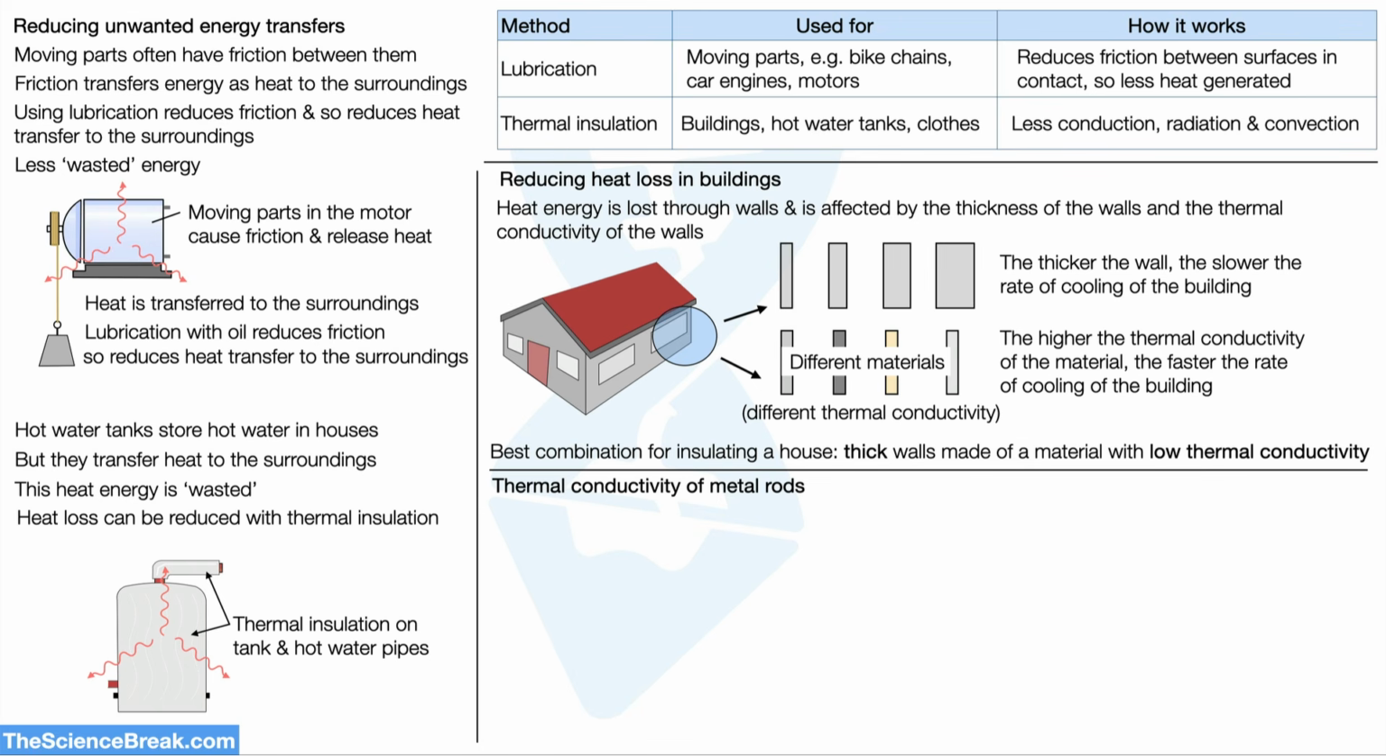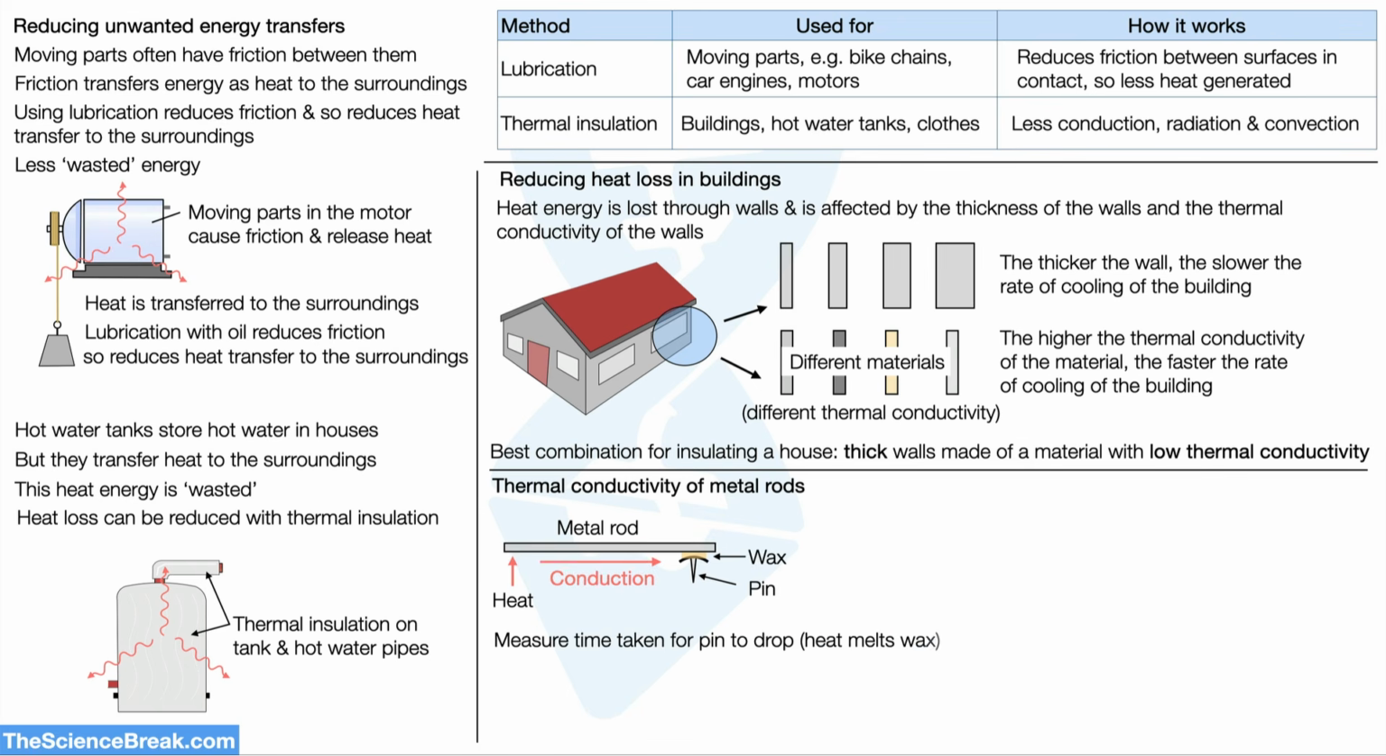Next, we take a look at thermal conductivity of metal rods. This is not a required practical. It's mentioned in the spec and has lots of really good skills that you could use in practical questions. So this is how it works. We have a metal rod. We have a pin attached with some wax to the metal rod, and we heat one side of the metal rod. Heat is conducted along the rod, and we measure the time taken for the pin to drop.